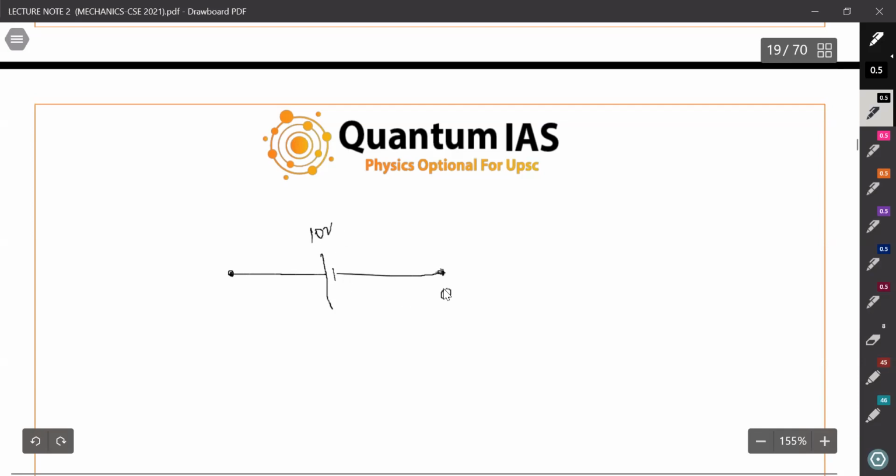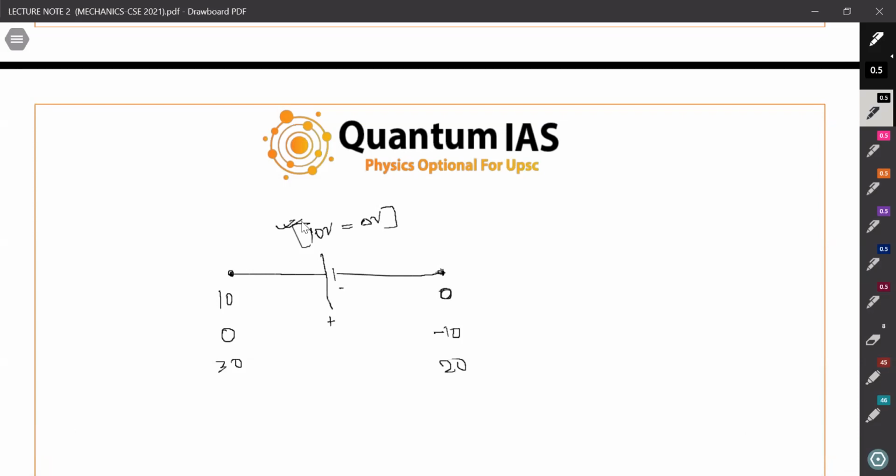It signifies that if one terminal is at 0 volt, the other is at high potential, 10 volt. If it is at minus 10 volt, the other will be at 0 volt. If it is at 20 volt, the other will be at 30 volt. So what does this mean? This is delta V. You have already studied this in electrostatics in your lower classes. So the difference in energy matters.